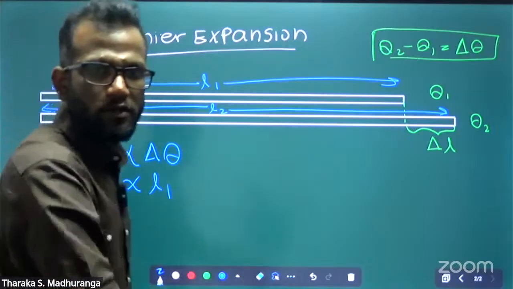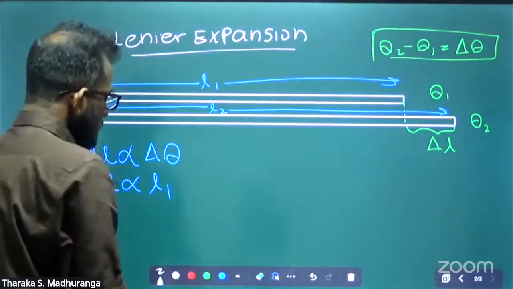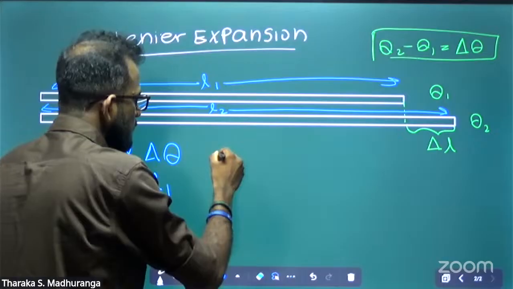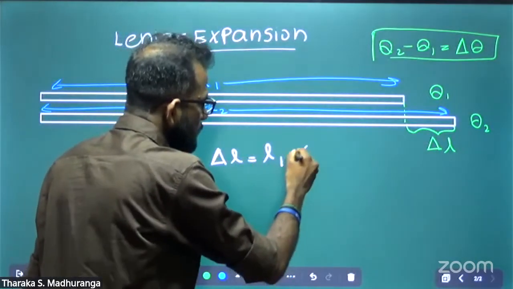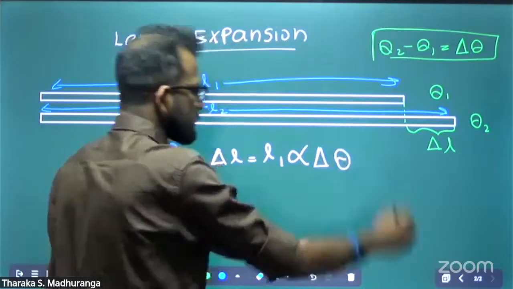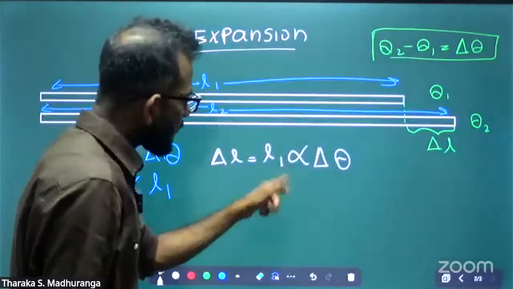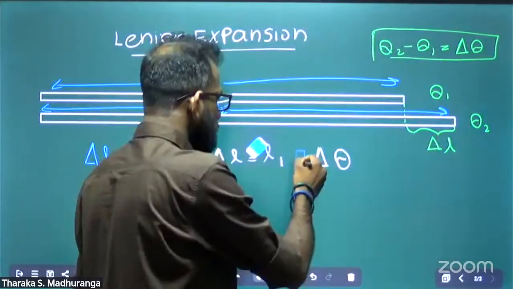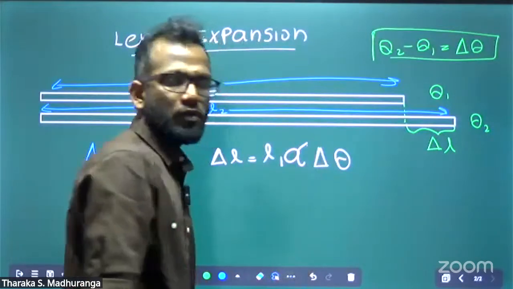Now you have two relations, then we can get the final equation. Finally, we get delta L equals L1 alpha delta theta. To remove the proportional sign, I use a special symbol that we call alpha.